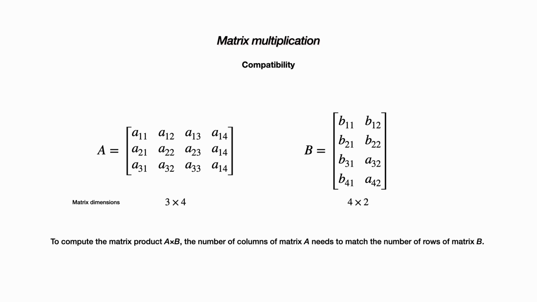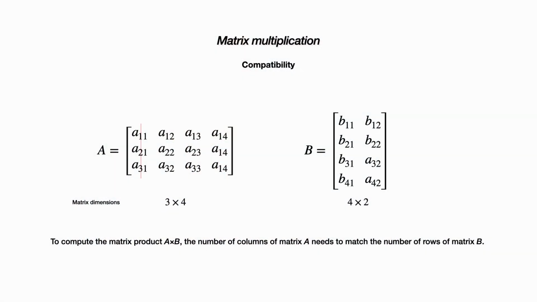And now comes the first rule of matrix multiplication. To compute the matrix product A times B, the number of columns of matrix A needs to match the number of rows of the matrix B. Well, this is very simple actually, although it can sound convoluted. As you can see, the matrix A has 4 columns represented by 4 vertical lines, and the matrix B has 4 rows represented by 4 horizontal lines.